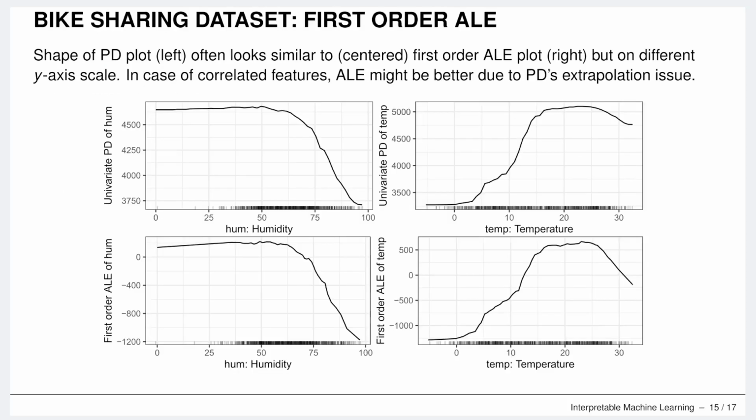Here we applied the AL plot on our bike sharing dataset. The first line, just as a comparison, computes the partial dependence plot of the feature humidity and the feature temperature. Below, we have the first order ALs of both features. We can easily see that the shape of both the partial dependence and AL plot are very similar. And because we are mean centering the AL plots, we see that the y-axis here is different than the one from the partial dependence plot because it's mean centered.